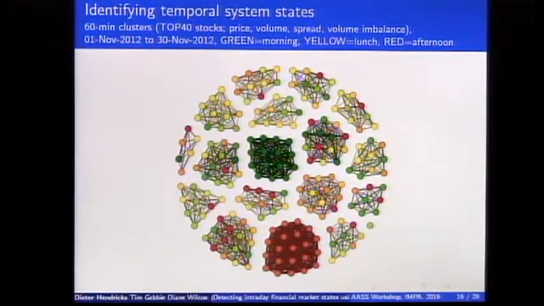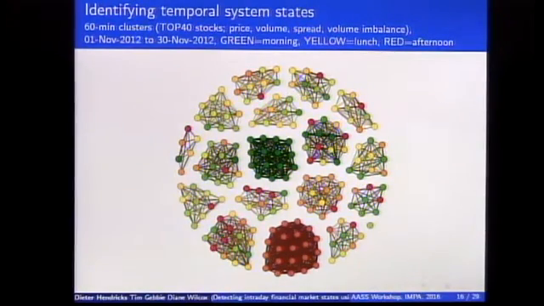So these are the 60-minute clusters. Every single node in this picture is a 60-minute period in one month, okay? And the clusters are represented by the node connectedness. The first thing we notice is that there are clusters, which is comforting. They're not all singletons. The second thing is the nodes are colored by their time period during the day. Green is the morning, yellow is lunch, red is the afternoon, because there are stylized facts in financial markets that they have U-shaped patterns of behavior, so we wanted to investigate whether that is corroborated with the clustering.